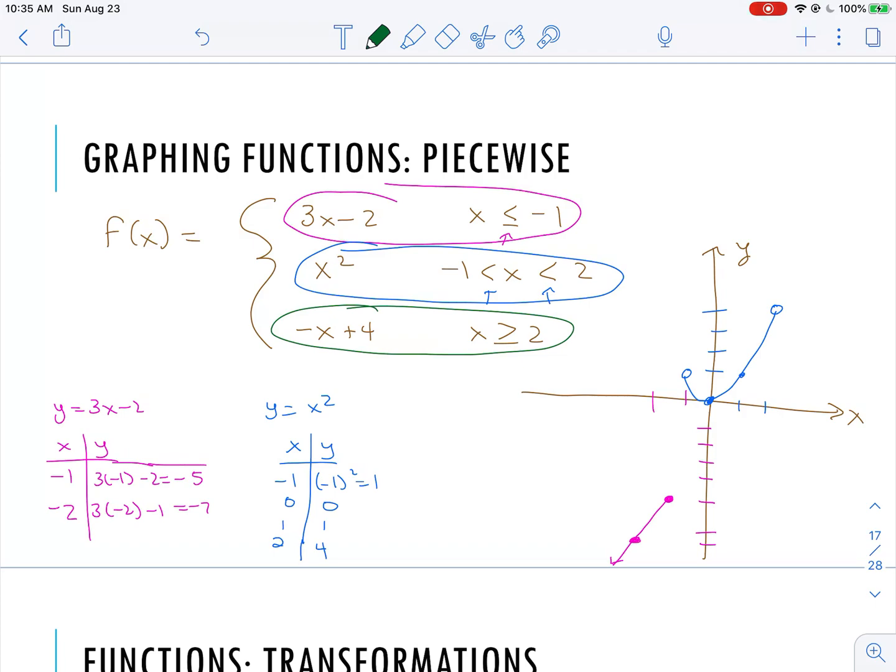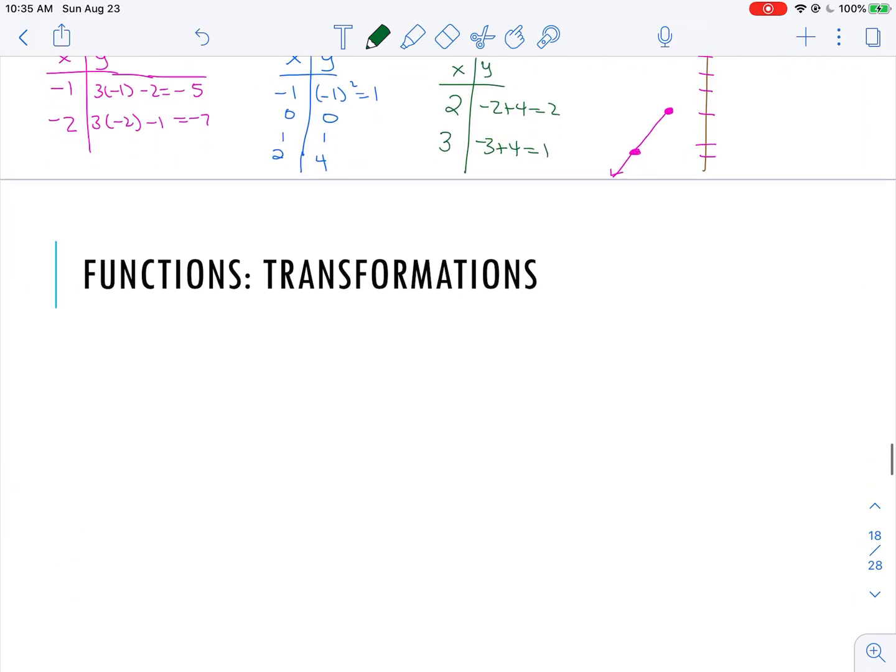And now my last piece is another line. I have -x plus 4 as long as x is greater than or equal to 2. So again, I can make a table of values, and the smallest value x can take on is 2, and then it can take on values of x that are bigger than that. So I'm going to use 2 and 3. So if I plug in 2, it would be -2 plus 4, which would be 2. If I plug in 3, it would be -3 plus 4, which would be 1. So I have the point (2, 2). And again, it's greater than or equal to, so this is going to be a closed circle. And then (3, 1). And so that would be what my piecewise function looks like.